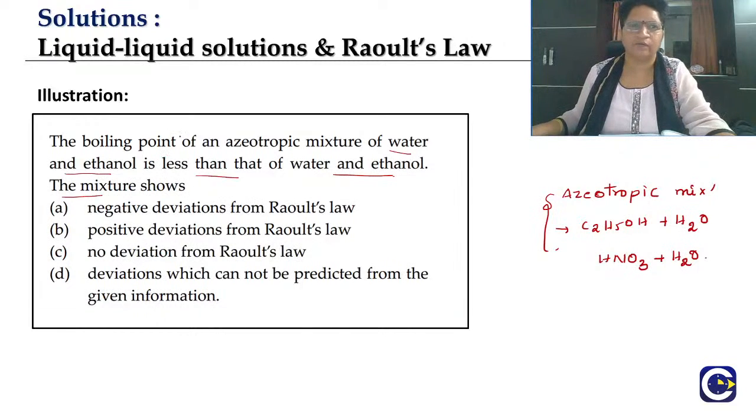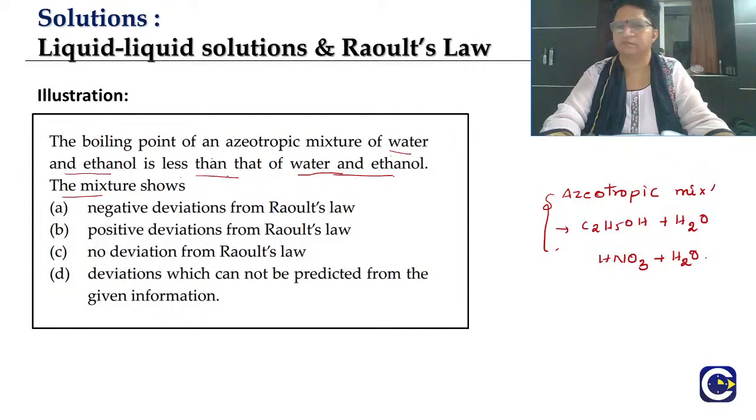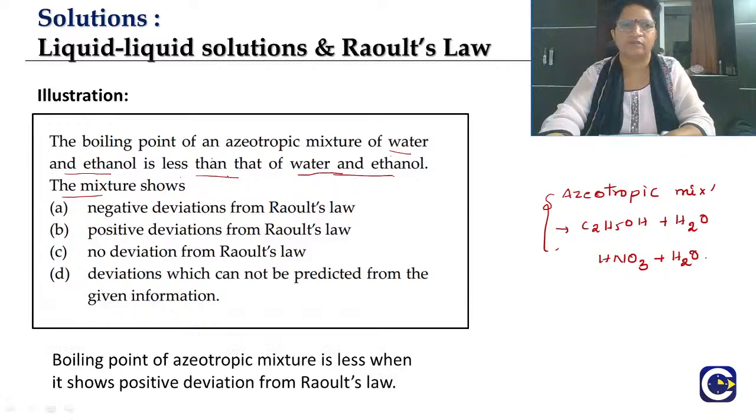Okay, Aditi? Fine. Look at this illustration and then tell me: the boiling point of an azeotropic mixture of water and ethanol is less than that of water and ethanol. The mixture shows positive or negative deviation. Ethanol water positive deviation காட்டுறோமா இல்லனா negative deviation? Ethanol and water வந்து positive deviation from Raoult's law.